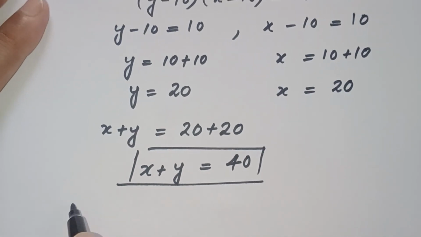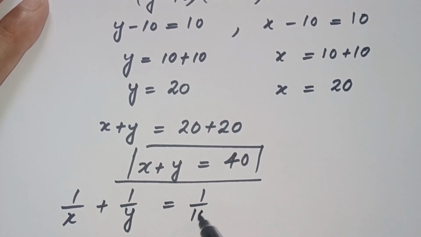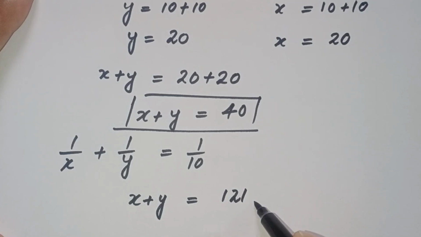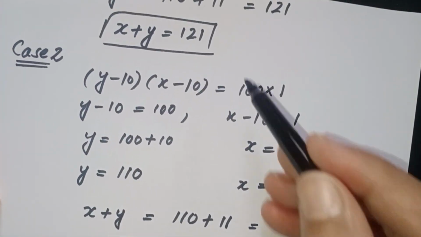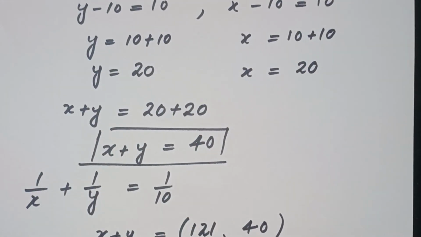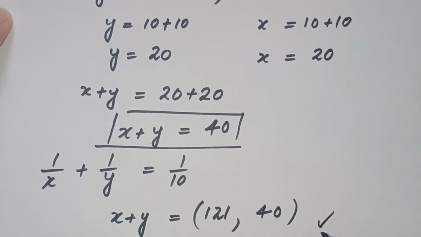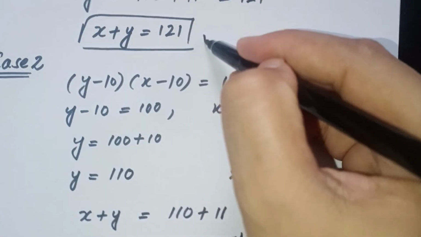It means for this equation, 1 over x plus 1 over y is equal to 1 over 10, the value of x plus y is 121 and 40. Because we have 121 in the second case and in the first case the same value, we will take it once, and then 40. So this is the final value of x plus y, the answer to our question.